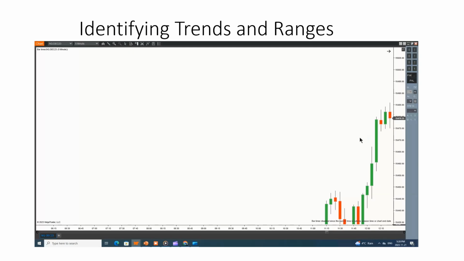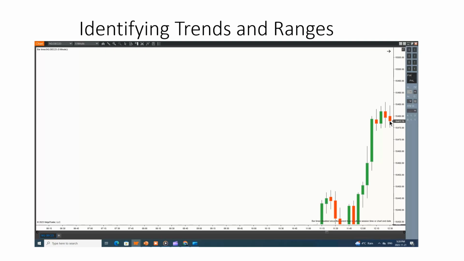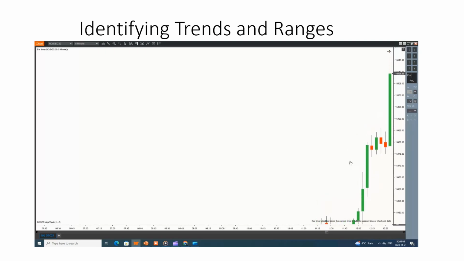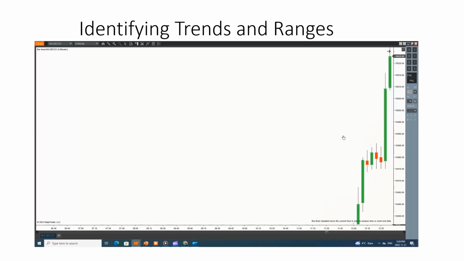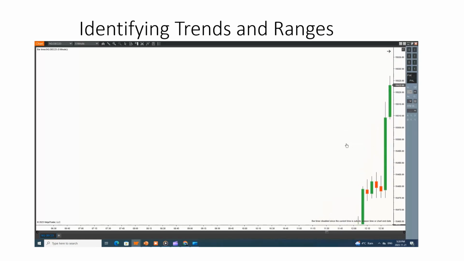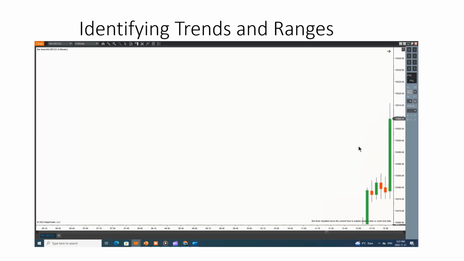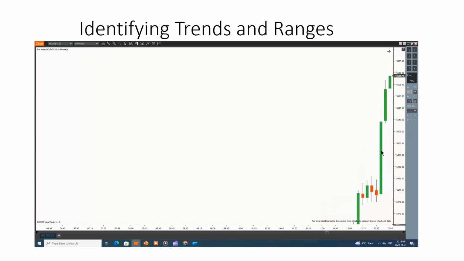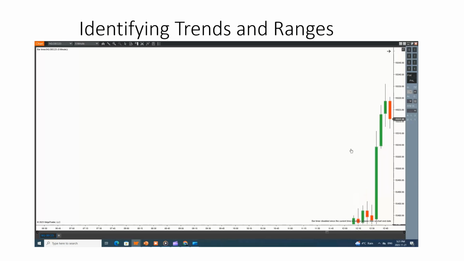Now the market is in a range. Market is in a range because two bars, actually three bars, have closed within the range of this bar. Now the market is still in an uptrend. Oh, sorry, mark here the market was in a range. Market is still in a range. Market is in an uptrend. Last three bars are of green color. Market is still in an uptrend.